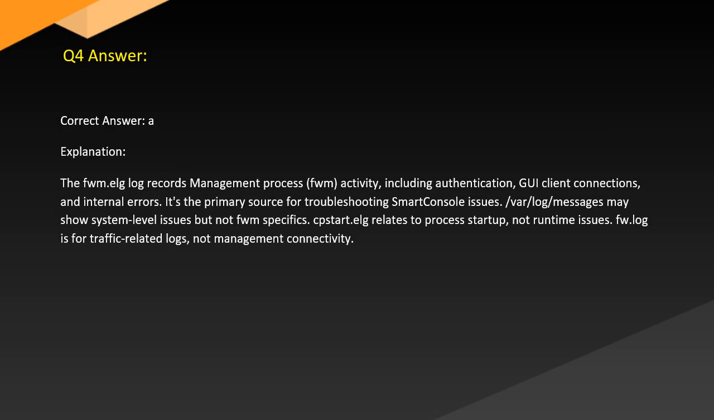Answer. Correct answer: A. Explanation. The cpm.elg log records management activity including authentication, GUI client connections, and internal errors. It's the primary source for troubleshooting SmartConsole issues. /var/log/messages may show system-level issues but not management-layer specifics. cpstart.elg relates to process startup, not runtime issues. fw.log is for traffic-related logs, not management connectivity.